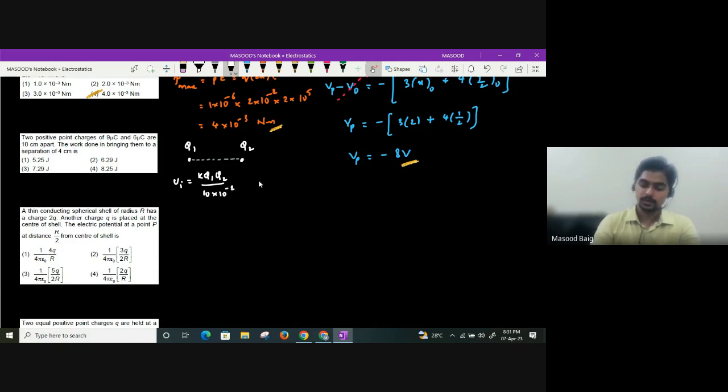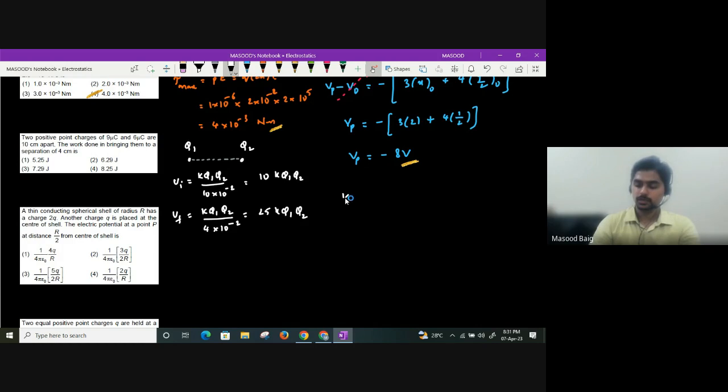And what is final potential energy, beta? Again same. K Q1 Q2, but now the separation became 4, 4 into 10 power minus 2. So I can write this as 100 K Q1 Q2 divided by 10. You can write anyhow, you can take it as it is. So you will get it as 100 by 10 will be 10 only, no? Here 100 by 4 you will get it as 25 K Q1 Q2.